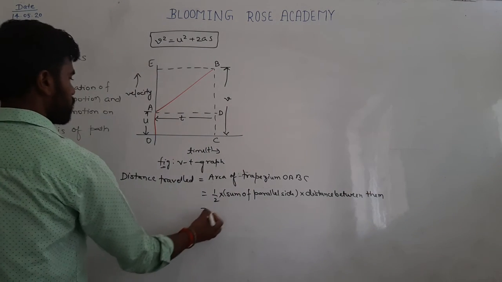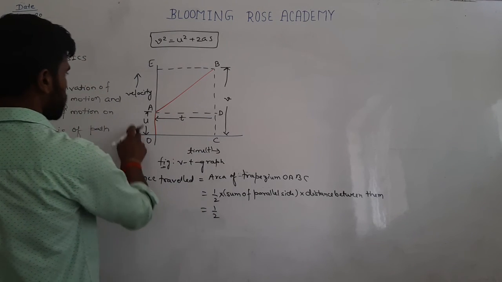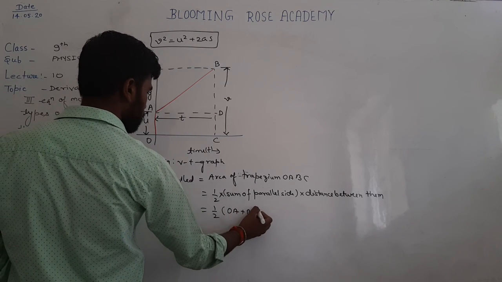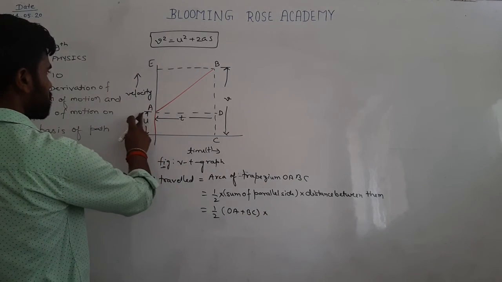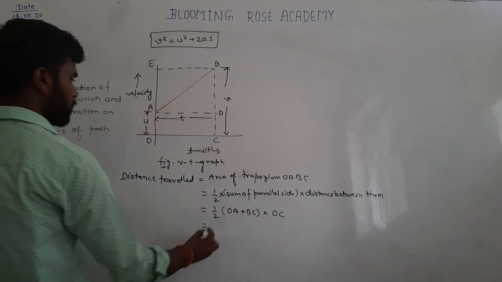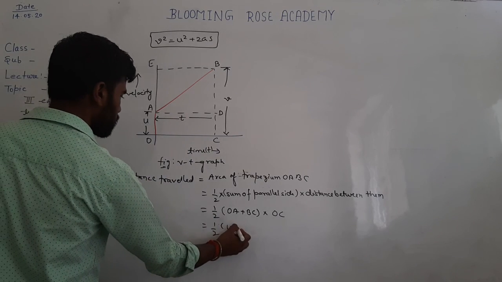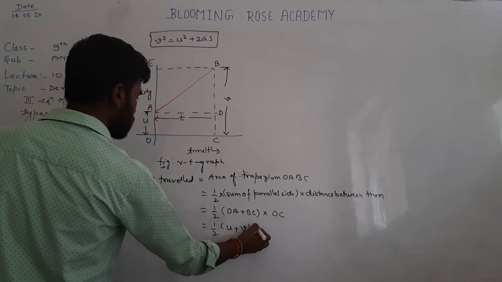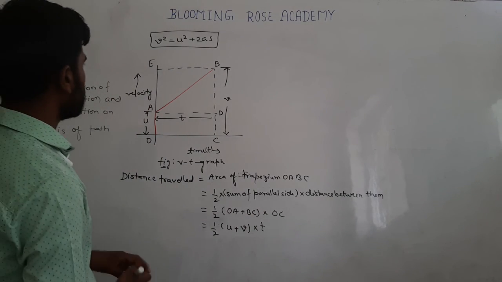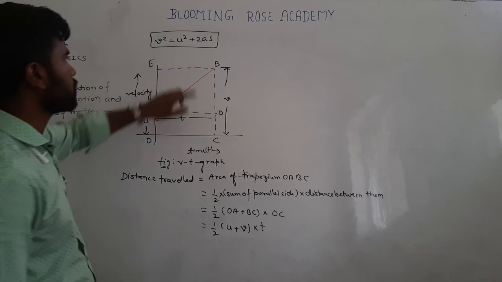Here the parallel sides are OA and BC, so OA plus BC, multiplied by the distance between them, which here is OC. So we have 1/2, where OA is u, the initial velocity, and BC is v, the final velocity, multiplied by the distance between them, which is t.